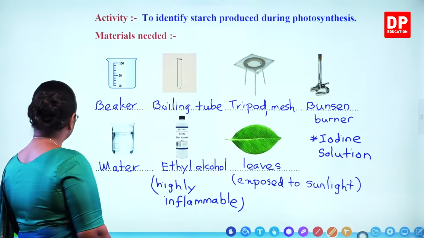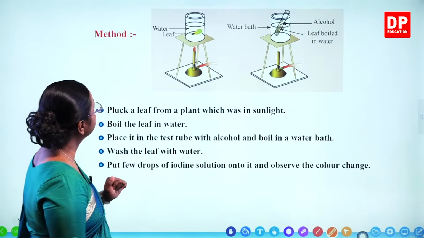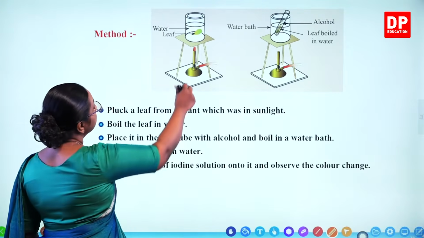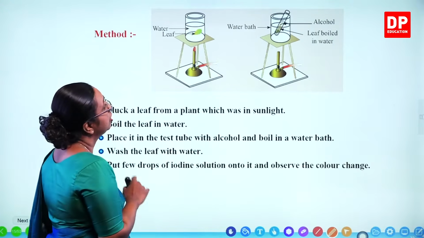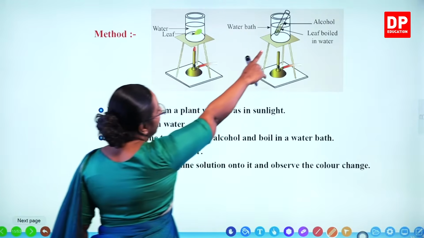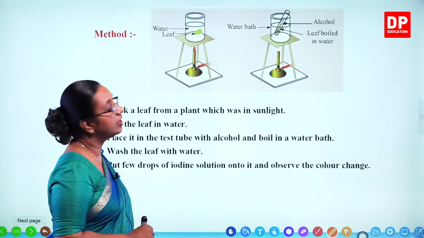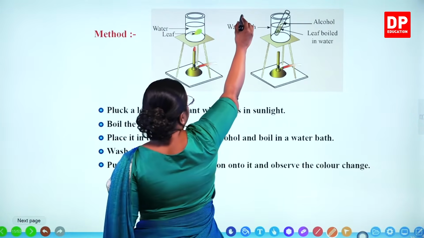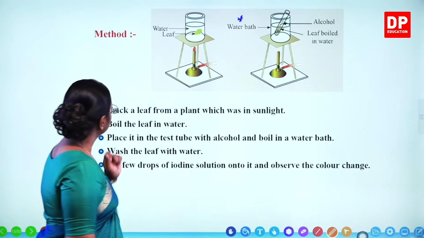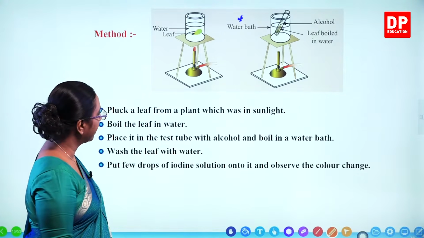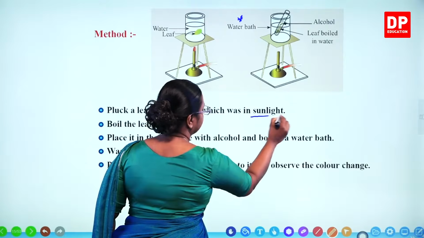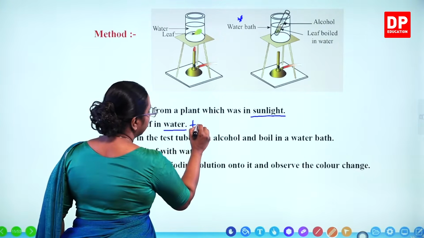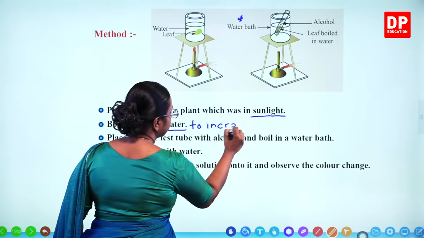Now we will look at the method again. Here you can see the leaf being boiled in water. So there the leaf is inside the beaker. No problem. But when we use alcohol or ethyl alcohol, we have to use a water bath. That is very, very important. So pluck a leaf from a plant which was in sunlight. Boil the leaf in water, that is to increase permeability.